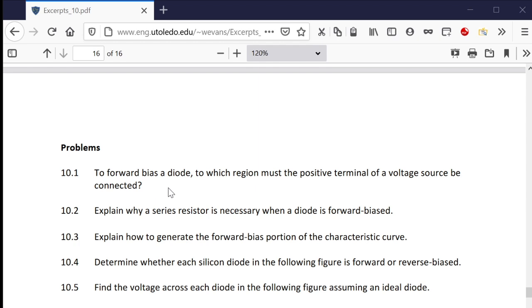To forward bias a diode, to which region must the positive terminal be connected? The positive terminal must be connected to the anode, or the P region. Okay.